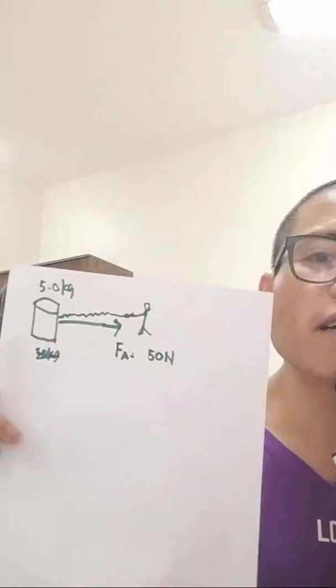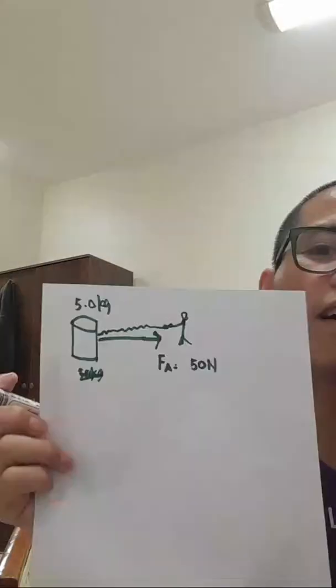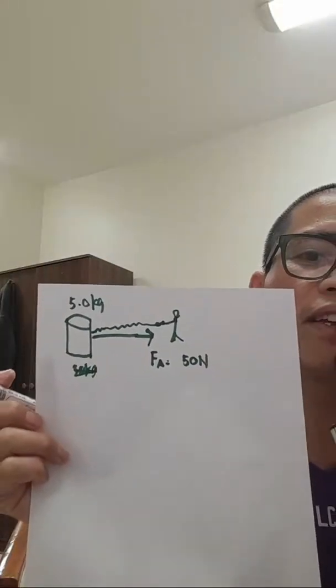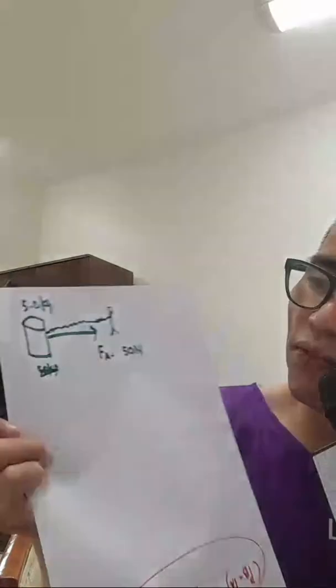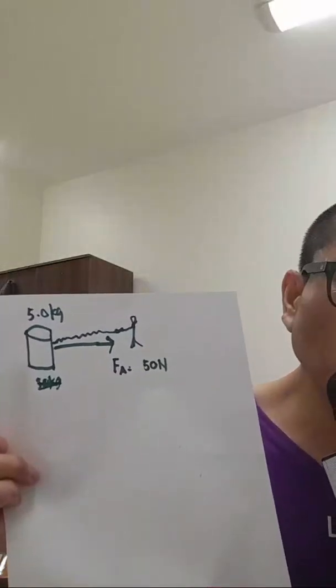50 Newton. And the weight of the trash can, sorry, 5 kilogram only. Applied force is equal to 50 Newton. Then I have to pull by a rope. Let's say Sotero pulls this trash can here. I draw a person pulling the trash can. The weight of the trash can is 5, and the force applied is 50 Newton.